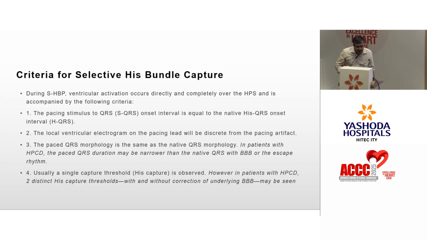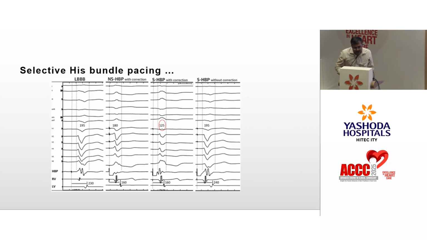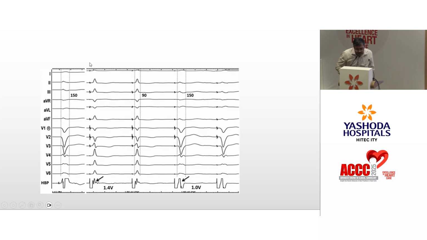So there are different criteria for selective His captures. This is how a selective His bundle pacing looks. The first thing is the QRS gets narrowed. Suppose the QRS in a left bundle branch block is 195. Here you might get a His bundle correction. Suppose it corrects to 125. So basically the QRS gets narrowed. That's the first thing that you can note.